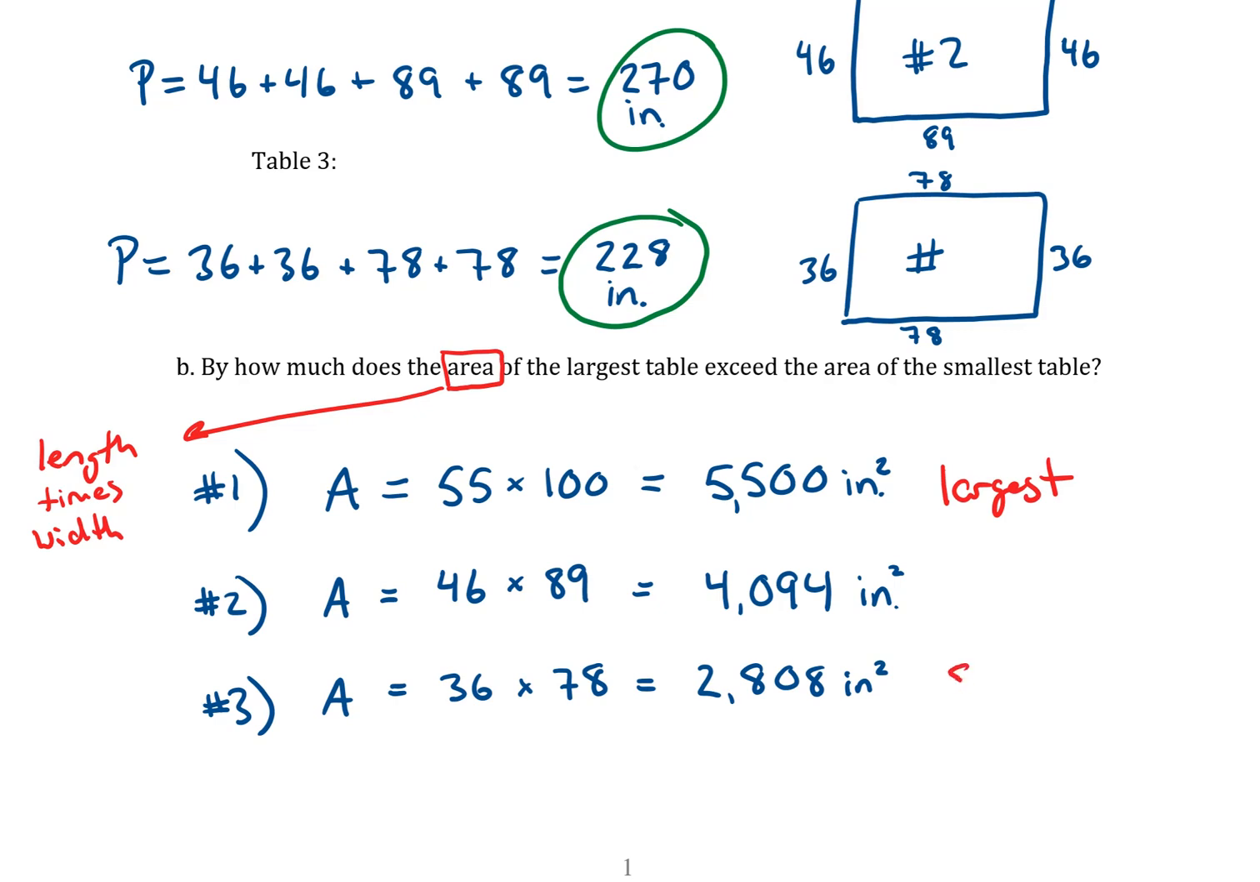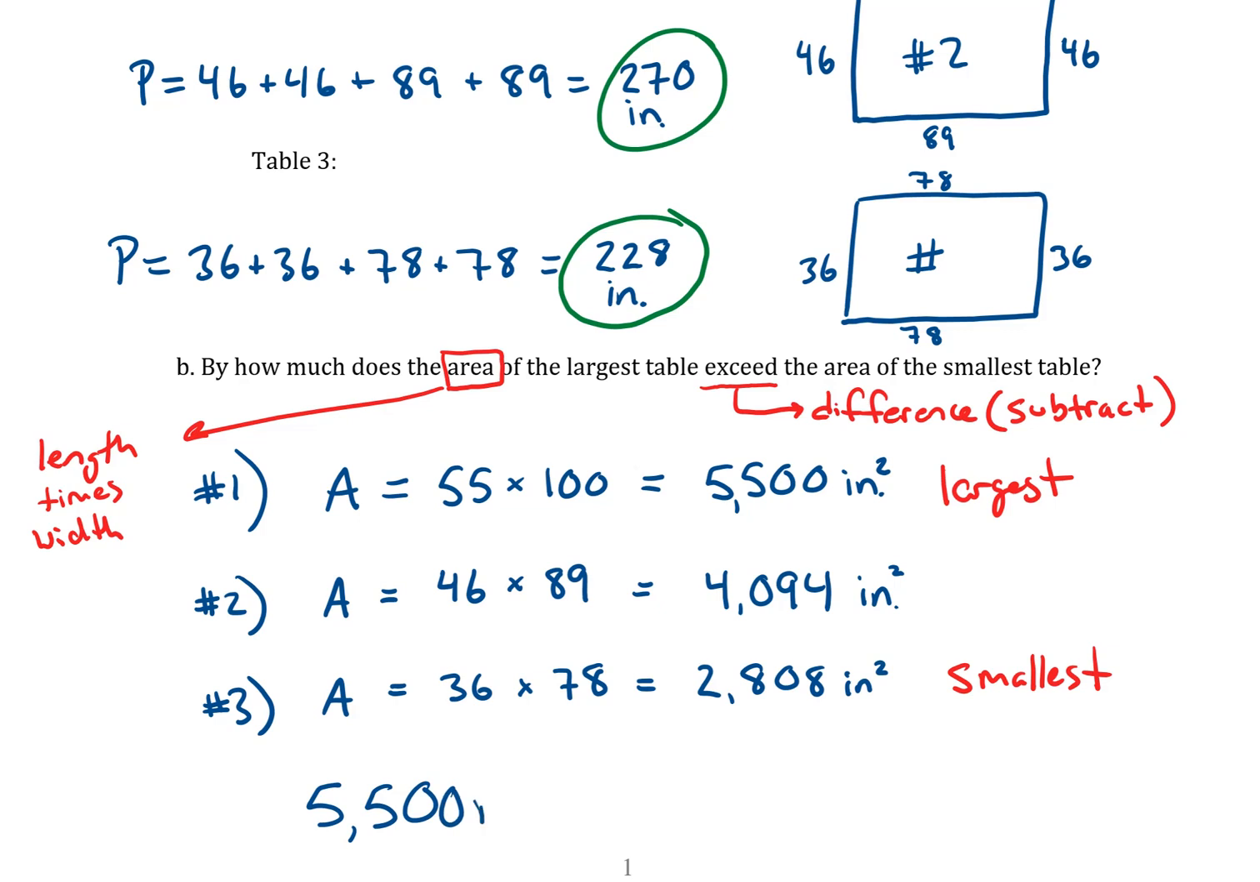Okay, so it looks like the largest would be table number 1, and the smallest would be table number 3. So we're looking for how much bigger is the larger table than the smaller table. So to answer that question, we're going to have to subtract. We're looking at the difference between the two. And anytime you're looking at, how much bigger is this than this, or how much more is this than this, and anytime you're looking for the difference, that always means you subtract. And you'll see this a number of times as I go through the 20 problems on this practice exam.